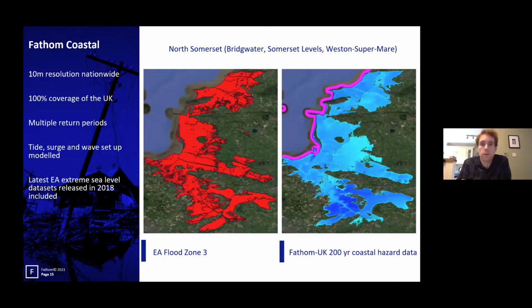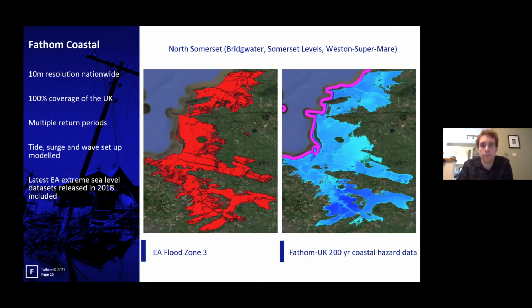For our coastal model, we utilise an extreme sea level data set released by the Environment Agency a couple of years ago that provides estimates of extreme sea levels for different return period events at high resolution along the UK coastline. We combine this with UK tide gauge data and estimates of wave setup to simulate extreme flood events along the coast. And we also utilise the same terrain data sets that we used in our pluvial and fluvial models as well.